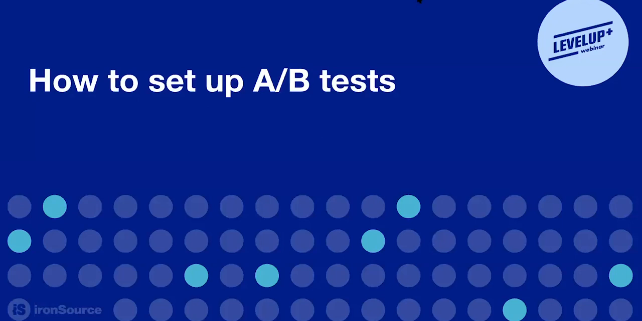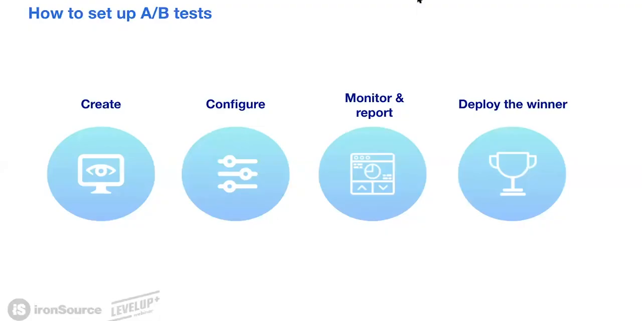Great, now let's go over how the tool works. I'll remind everyone here that in order to use our A/B testing tool, you must be using ironSource Mediation as your mediation platform. There are 4 stages to set up a test from end to end. You create it, then configure the settings, then monitor and report, and then lastly, you deploy the winner.